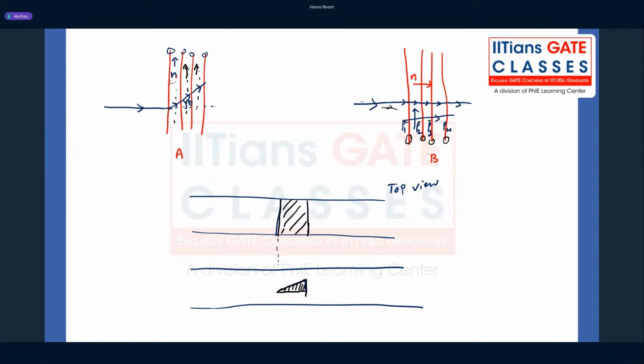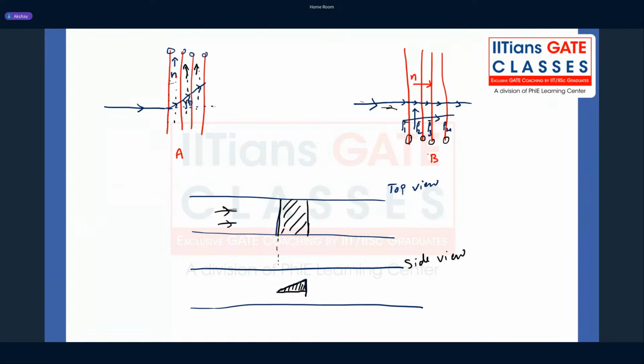Because this is important to understand the physics we are trying to explain further, or understand the method we are trying to establish further. Now you see, I have a wedge. So I have a supersonic flow like this. Okay. So from the top view, from the side view.